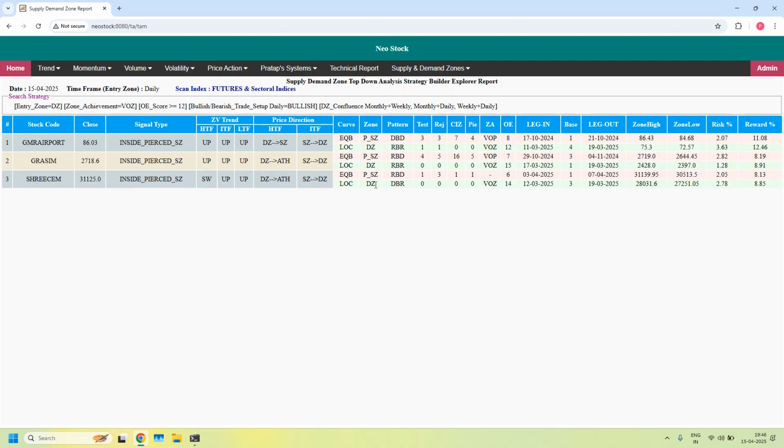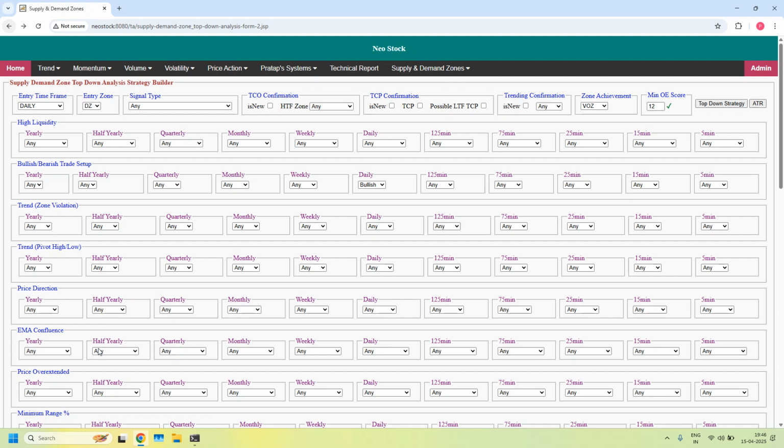These are daily zone overlapped with weekly zone, both together overlapped with monthly demand zone in all the 3 stocks. But monthly trend is up only in the first 2 stocks. If in these 2 stocks, any monthly demand zone has monthly EMA confluence, then there is even more high probability to get success. Let's filter.